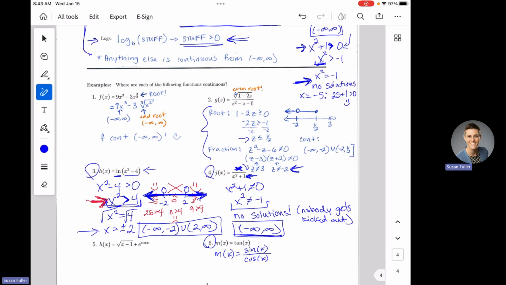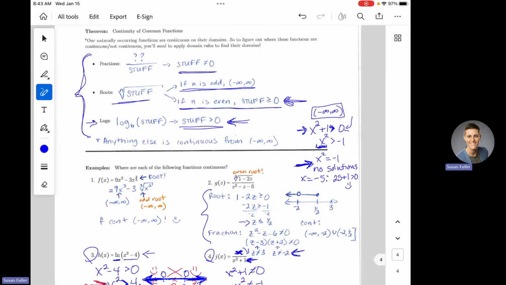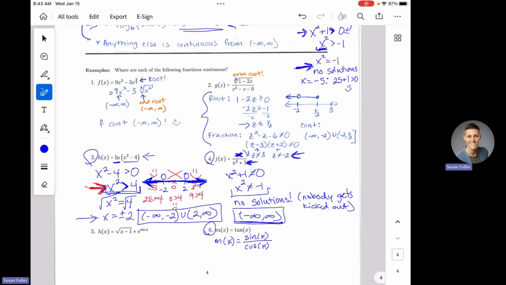Tangent, cotangent, secant, cosecant, you'll need to write them as a fraction and then go back and apply our domain rules. So now that we've rewritten it, we have a fraction and we have to apply the fraction rule to this. The fraction rule says the denominator can't be 0. So the domain of this is everywhere where the cosine of x does not equal 0.